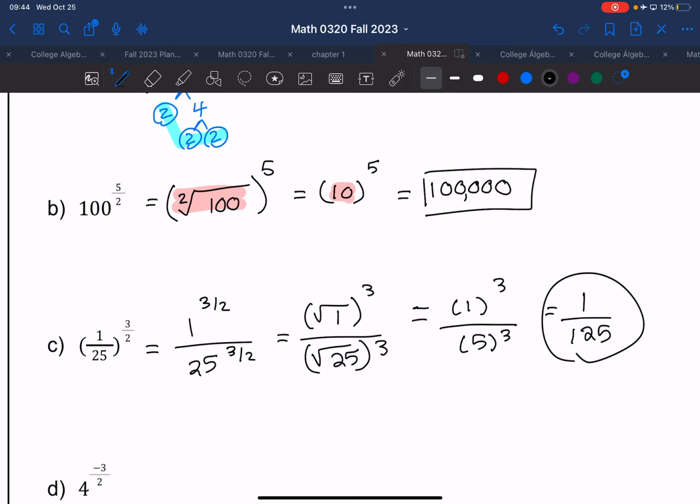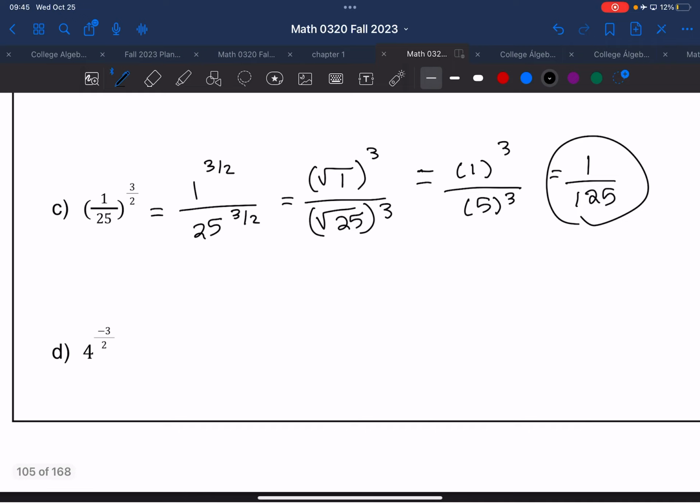Could we just write the square root of 1 over 25 in just one single parentheses to the 3rd power? Yeah, you could. The only reason I suggest doing it this way is it breaks it up each step, so you're less likely to make a mistake. Okay.